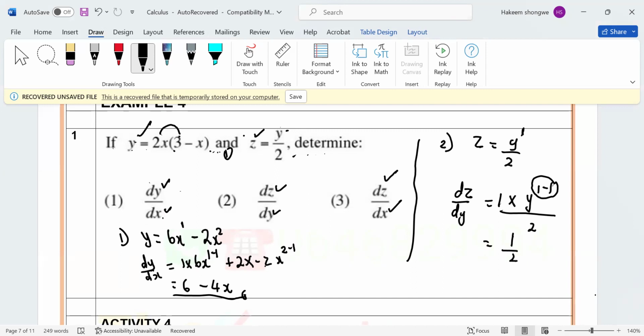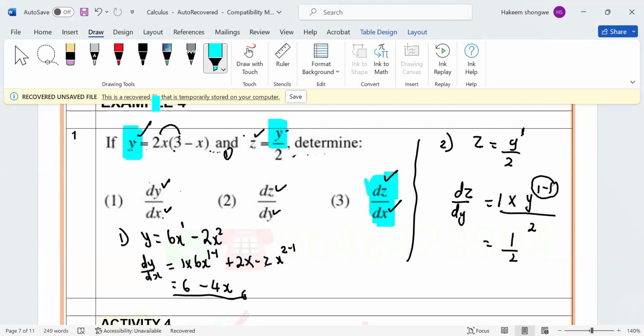Now, since we don't have that one, what are we going to do then? We are going to combine these 2 equations. Remember, this one has y, and this one also has y. So let's remove this y because we don't need it for this one. We need z and x. So let's make y the subject of this one.